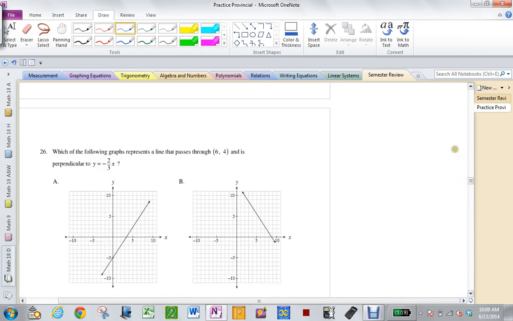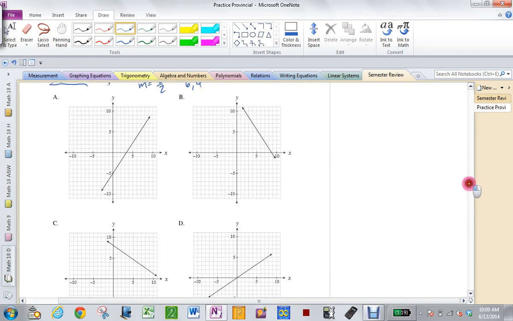Which of the following graphs represents a line that goes through (6, 4) and is perpendicular to negative 2/3? So I need my m to be 3/2, and my x and y to be 6, 4. So all I gotta do is look on these four graphs and find which one goes through (6, 4).